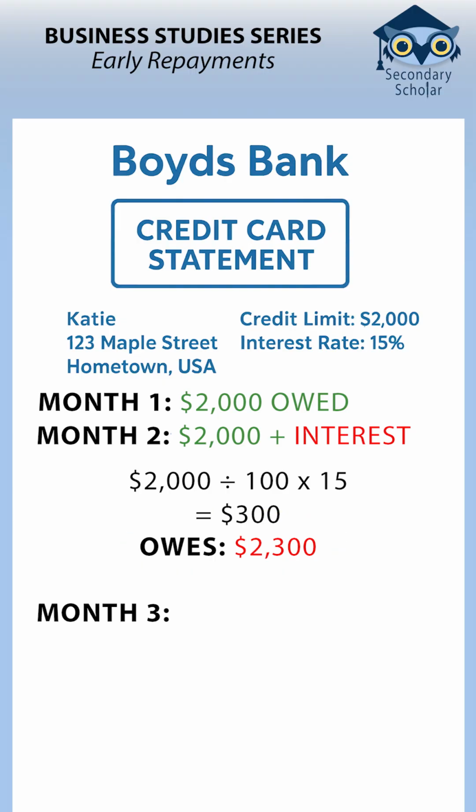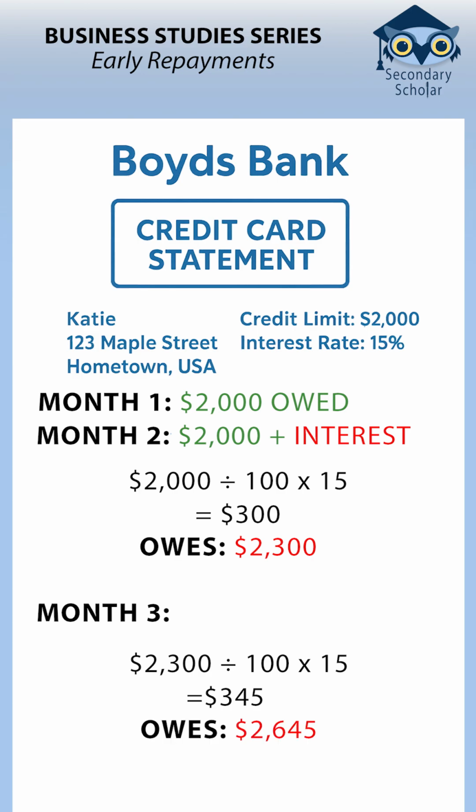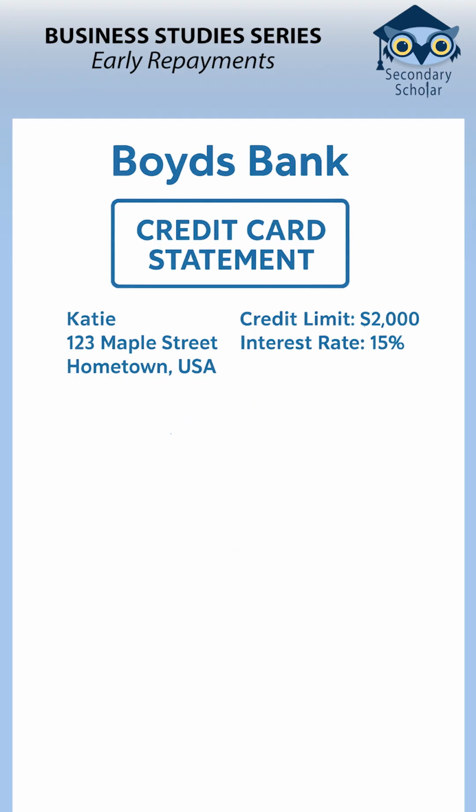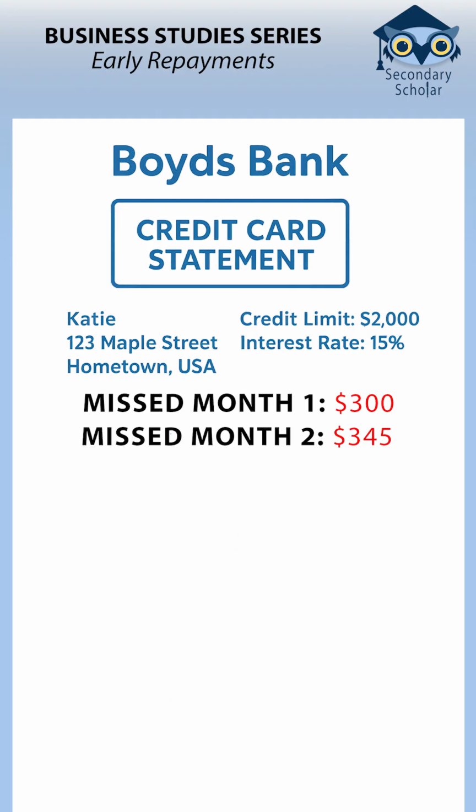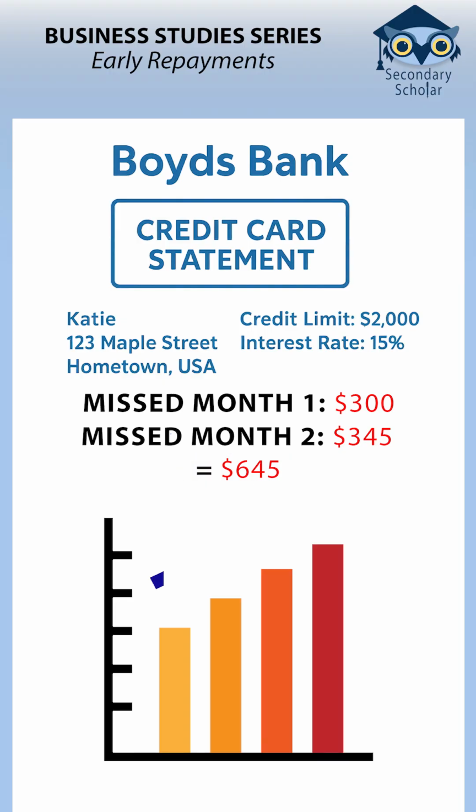Month 3. Because this is compound interest, the new interest is calculated on the updated total of $2,300, not the original $2,000. 2,300 divided by 100 multiplied by 15 equals $345. She now owes $2,645. In just 2 missed months, Katie owes $645 more than the original balance. This is how compound interest can grow quickly, especially on borrowing like credit cards.